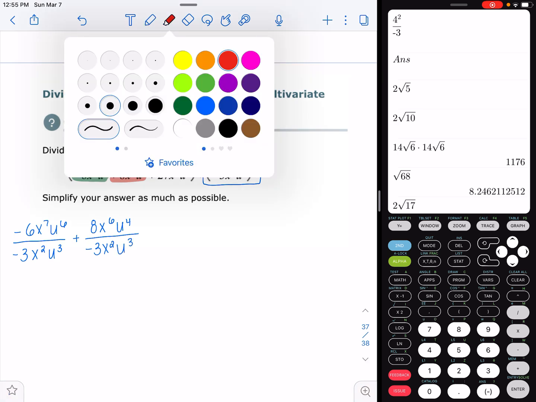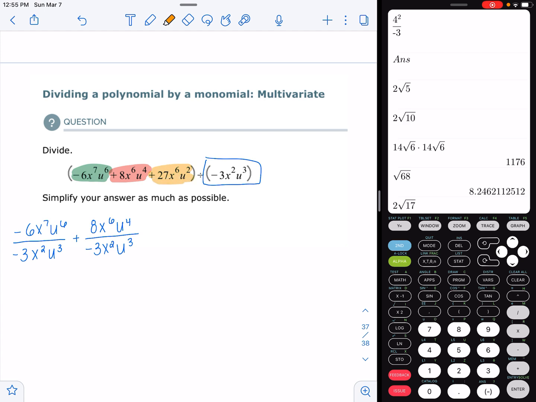And then our last fraction, it's positive, so we're going to do plus. If it was negative, you would just make sure it says minus. 27x to the 6th u squared over negative 3x squared u to the 3rd.